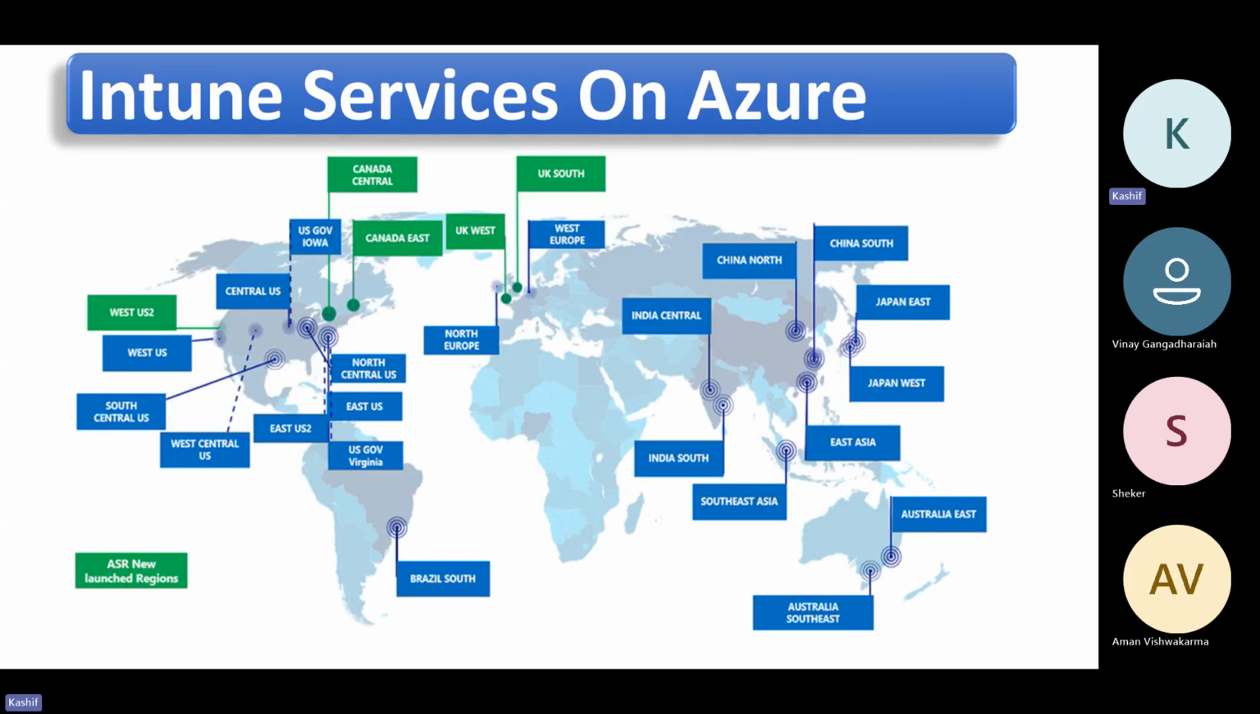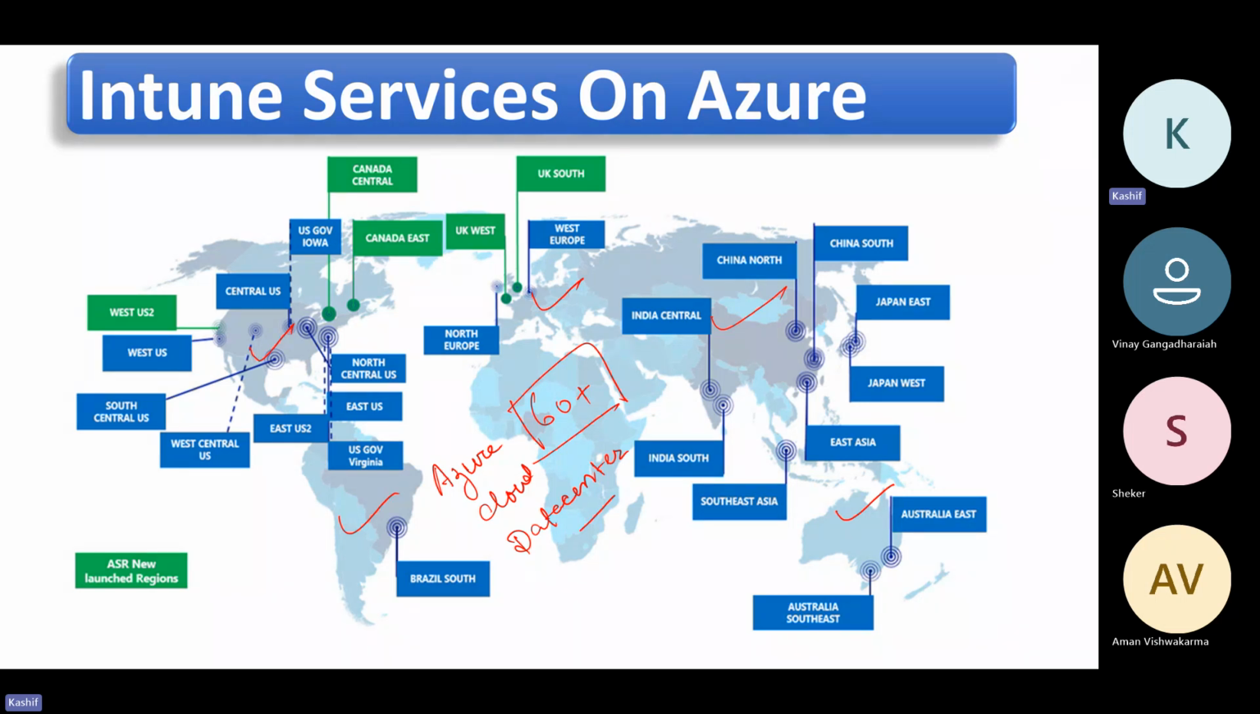Now, Intune services are running in Azure Cloud Data Center. Now, Azure Cloud Data Center is present in more than 60 countries now. Some are there in US, North America, some are in South America, some are in European countries, some are in Asian countries, Australia, right? More than 60 countries, Azure services are running. Inside Azure data center, your Intune services are running. So this is the global diagram.